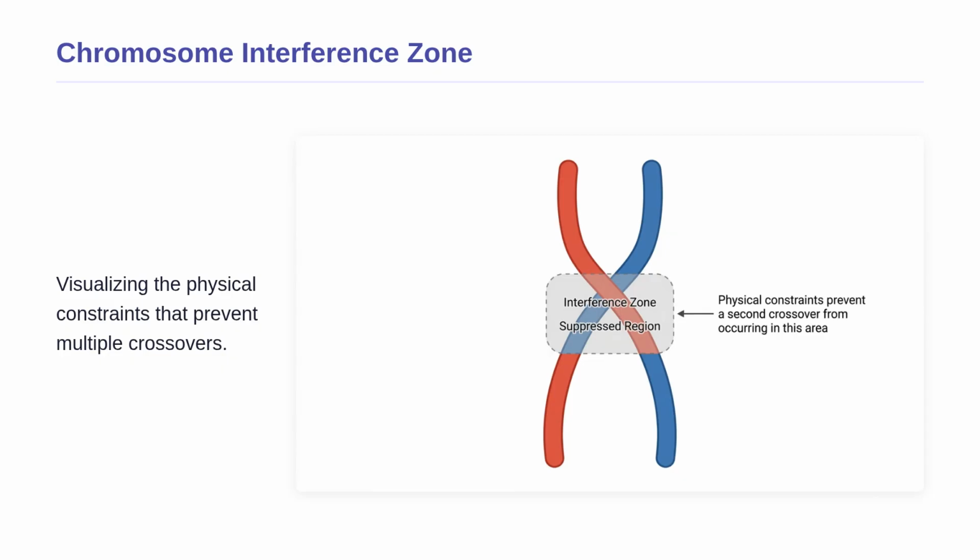Because the physical machinery making this genetic swap is bulky and the chromosome itself has stiffness, it creates a physical constraint. As the label explains, this constraint actively prevents a second crossover from occurring within this shaded area. This visual perfectly captures why our mathematical interference values exist.